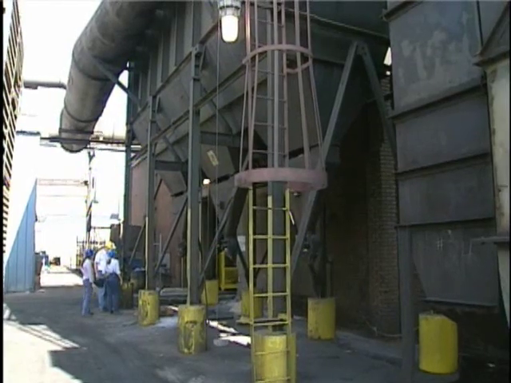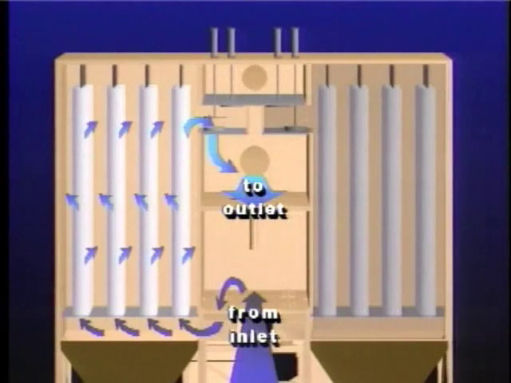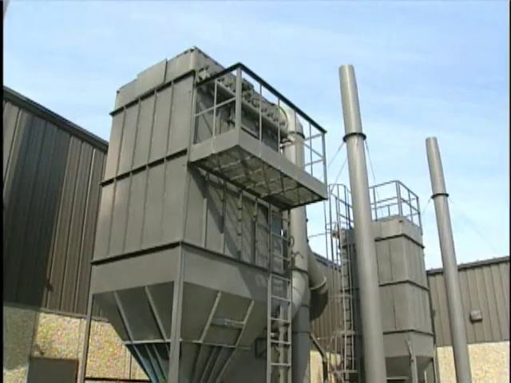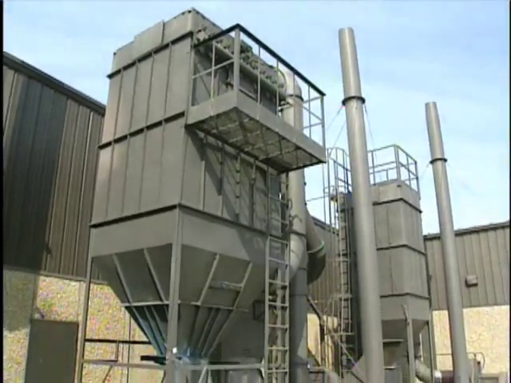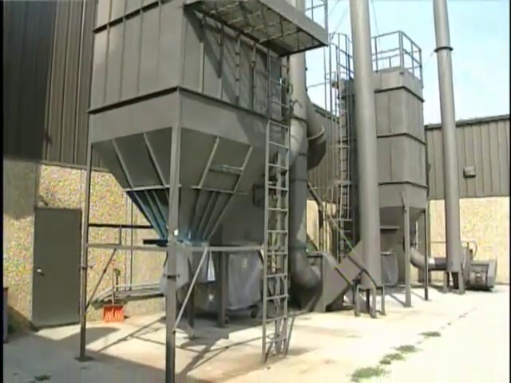Periodic collectors are used on processes that operate continuously. The total fabric is divided between several modules or compartments. This allows a compartment to be taken offline and cleaned, while the remaining compartments stay online to provide filtration. Most periodic collectors clean by shaking or reverse air, but could also clean by reverse pulse.